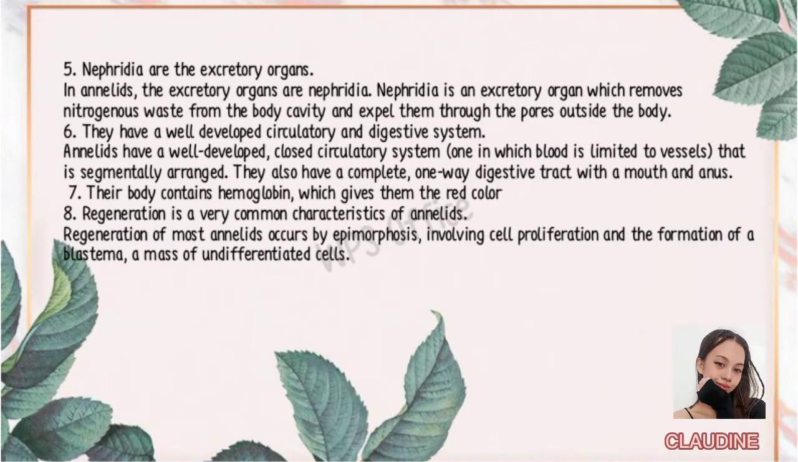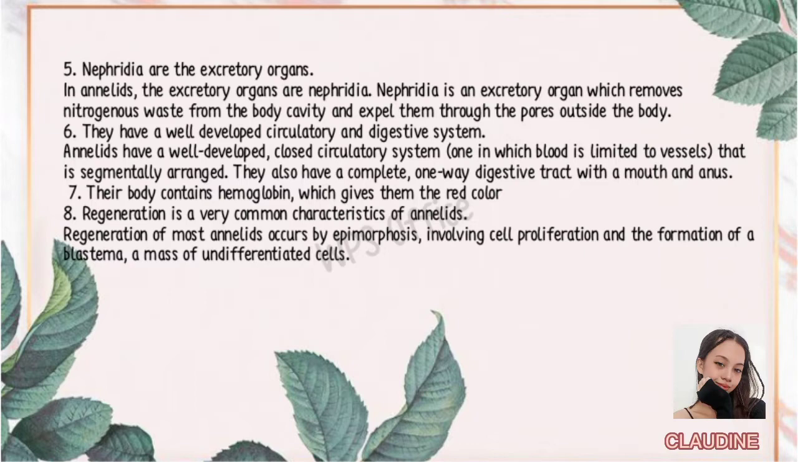Number 5, nephridia are the excretory organs. In annelids, the excretory organs are nephridia. Nephridia is an excretory organ which removes nitrogenous waste from the body cavity and expels them through pores outside the body. Number 6, they have a well-developed circulatory and digestive system.